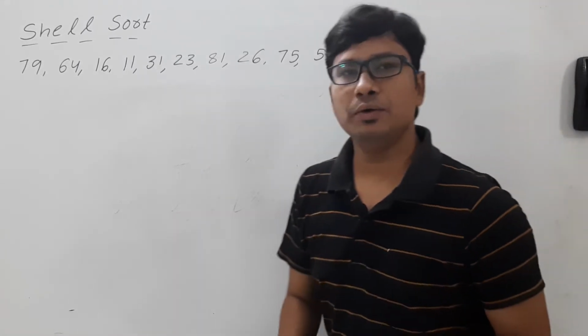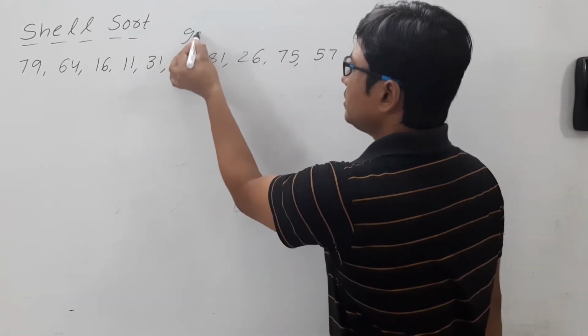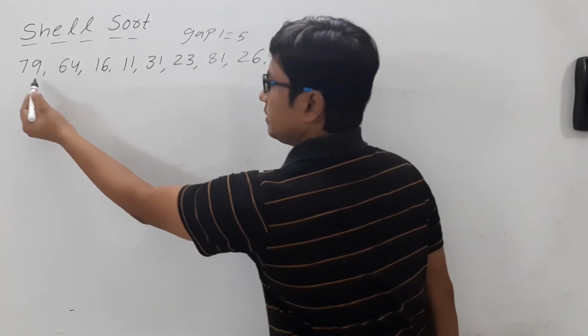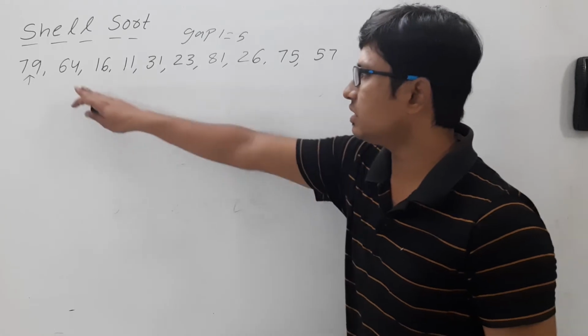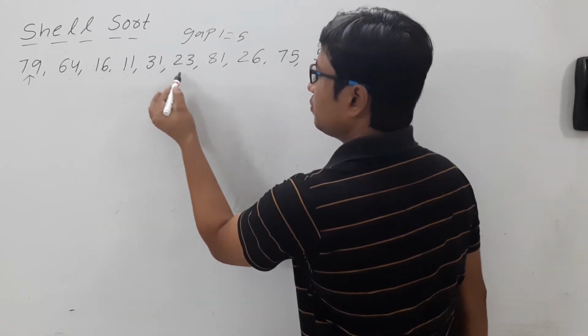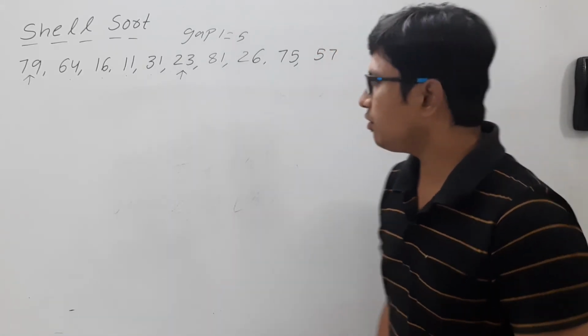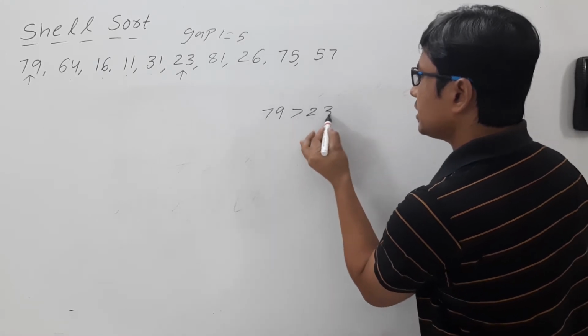Okay, now what is the initial gap? Gap 1 is equal to 5. So 79 is currently here, and will be compared with the element which is at a distance of 5. So 1, 2, 3, 4, 5. So 79 will be compared with 23. Now 79 is greater than 23.